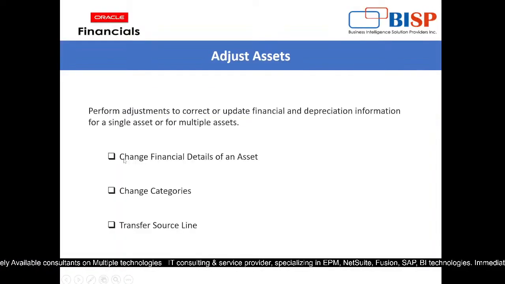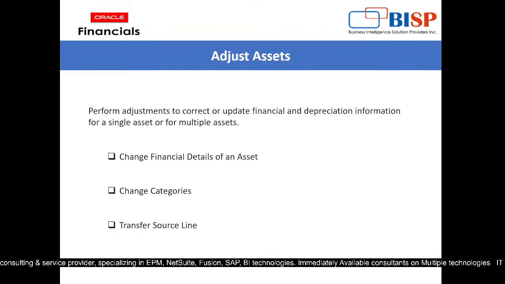Adjust assets help us to perform adjustments to correct or update the financial and depreciation information for a single asset or for multiple assets. We can change the financial details of any asset, we can change its categories, or we can transfer the source lines. So two things we will be seeing through adjust asset. For one of the assets, we will be changing its financial details, and through spreadsheet we will be changing the category of any asset.